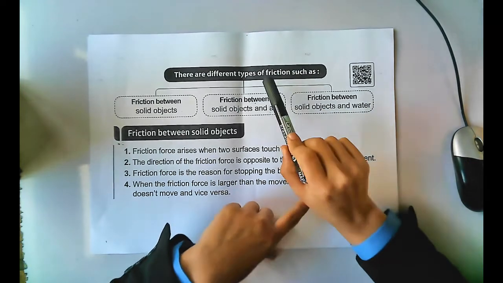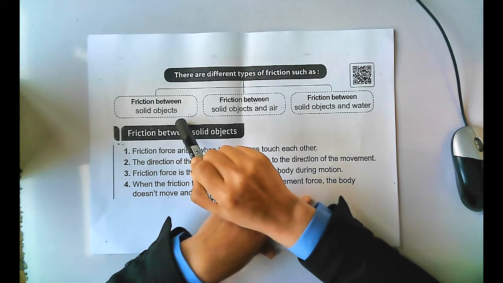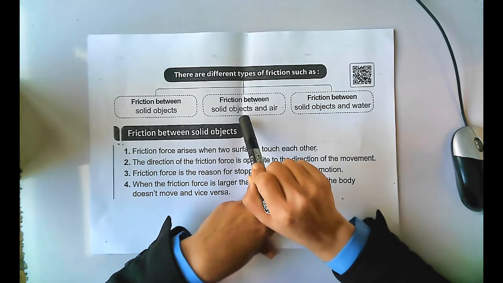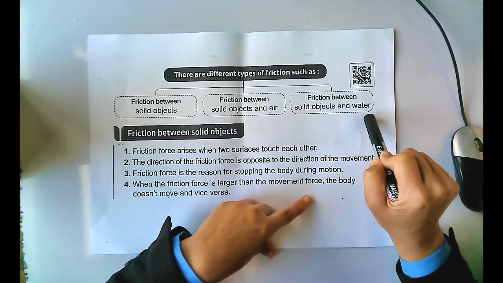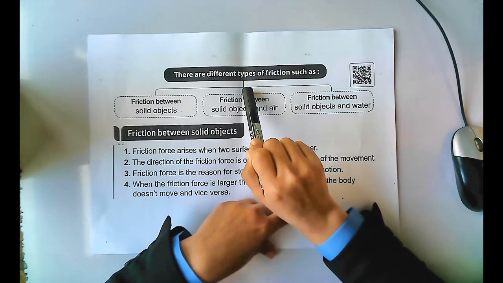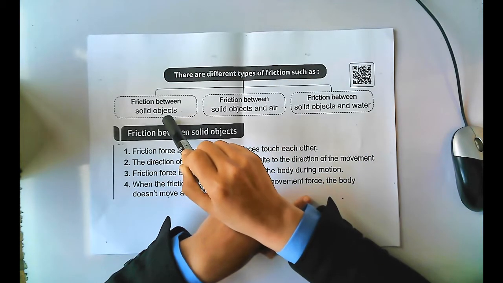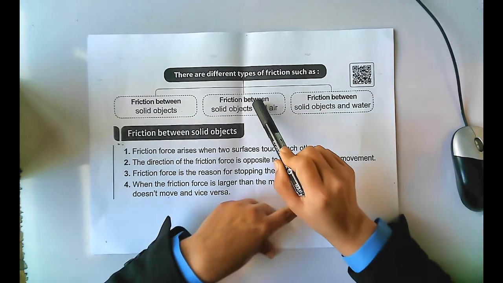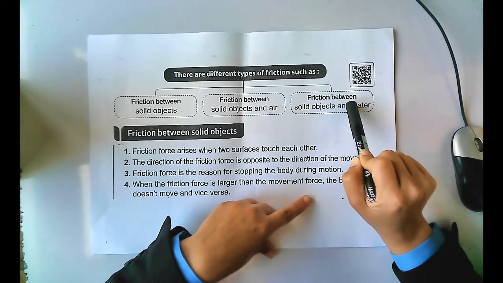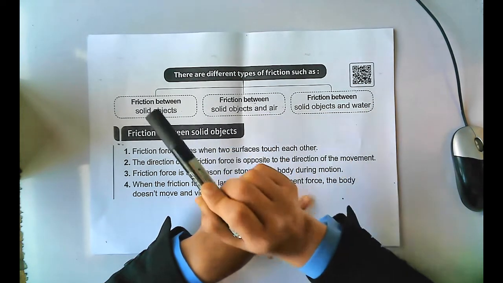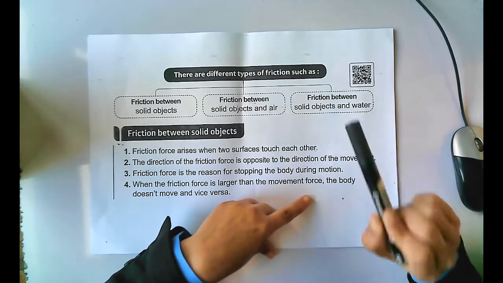There are different types of friction force. The first type is between solid objects. The second type is between a solid object and air. The third type is between solid and water. Again, the types of friction: solid and solid, solid and air, solid and water.